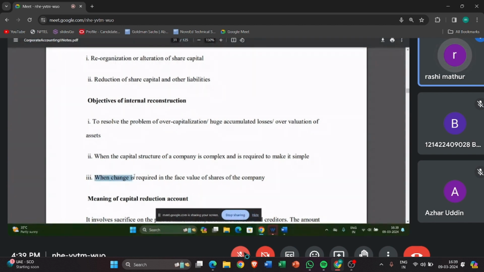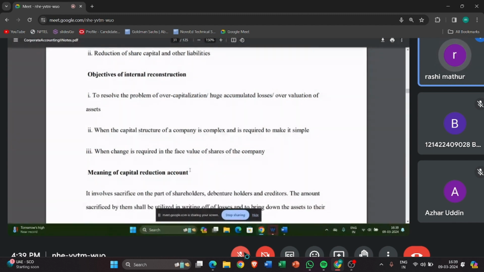Then the third objective is when a change is required in the face value of the shares. The face value of the shares has to go from 10 rupees to 8 rupees. How can I do it? I can't just cut it and write it there. I'll have to go in for reconstruction of the company. So the third objective is making changes in the face value of the shares. Out of these three objectives, you could be asked to write two of them, or any three of them could be asked.